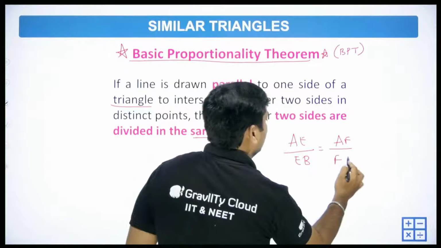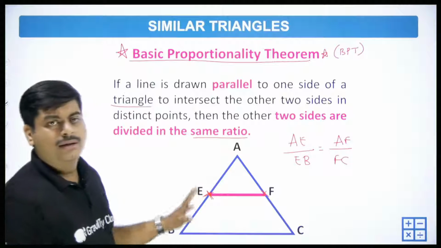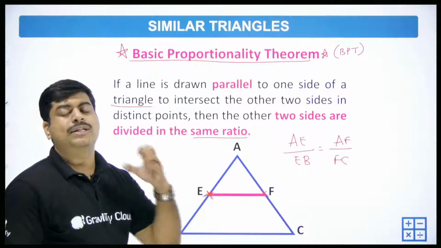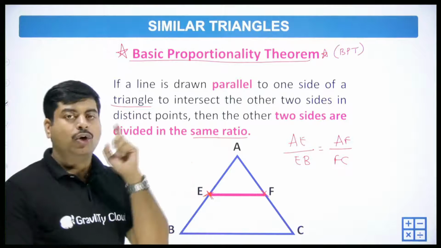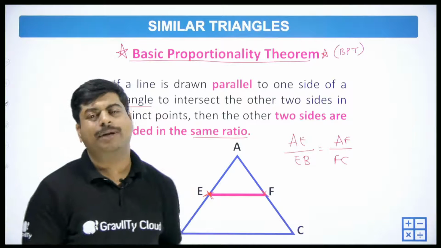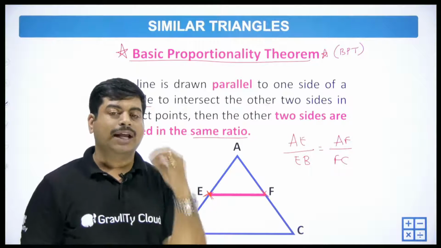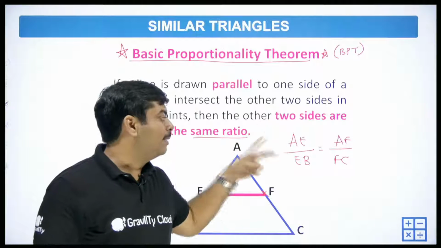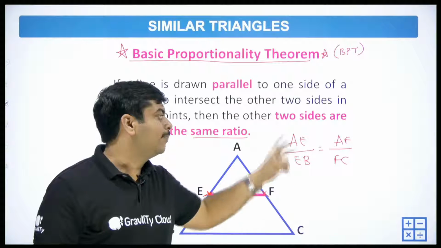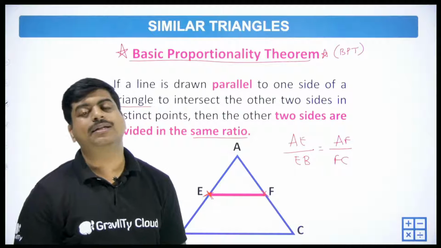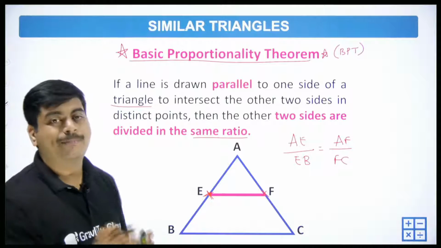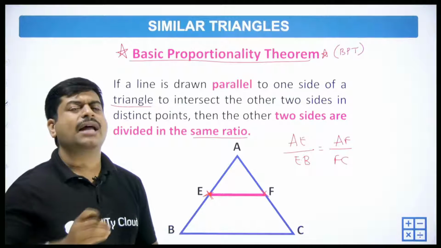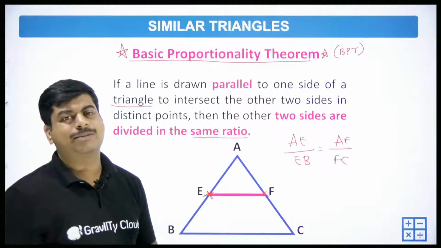Now you may ask me, are these two equal in lengths? No, see, we are talking about similar triangles. We are talking about the basic proportionality theorem. The ratios are equal, not the lengths. The lengths may or may not be. We are not sure about that, but the ratios are equal. Ratio of AE to EB and AF by FC, these two are equal, right? This is what the basic proportionality theorem states, and there are very beautiful applications based on this concept.